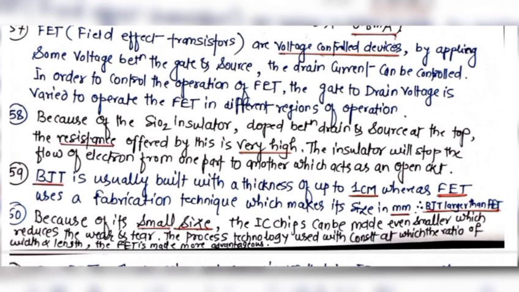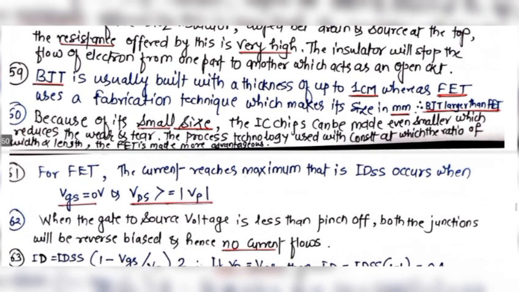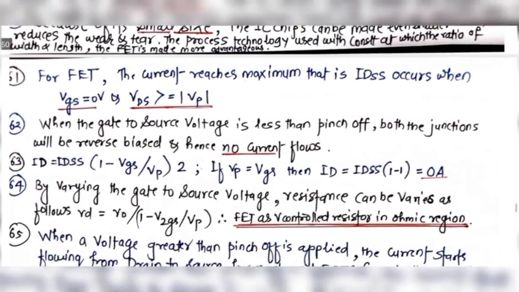A BJT is usually built with a thickness of up to 1 cm, whereas a FET uses a fabrication technique which makes its size in mm. Therefore, a BJT is larger than a FET in size. Because of its small size, IC chips can be made even smaller, which reduces wear and tear. The process technology used makes the FET more advantageous.